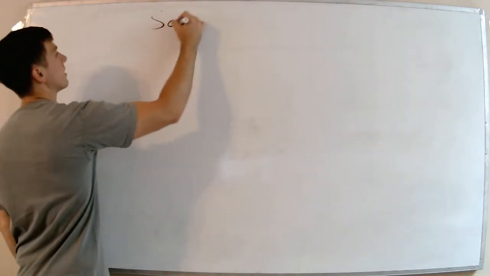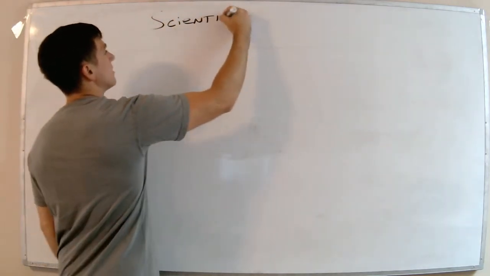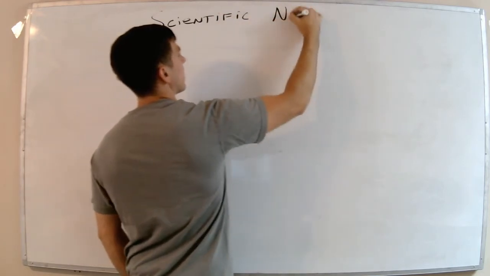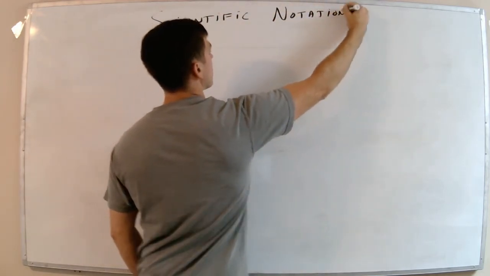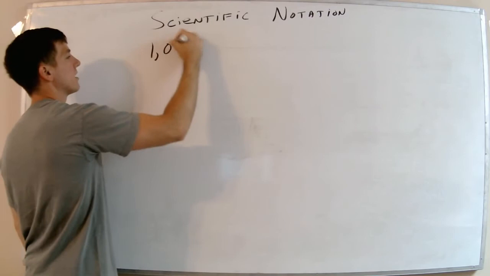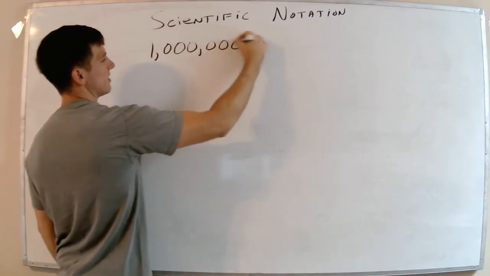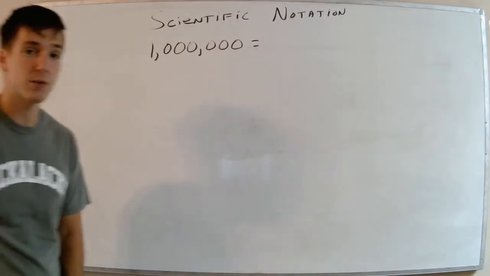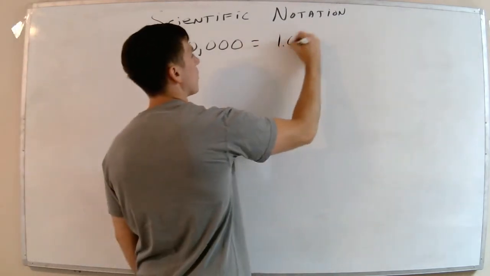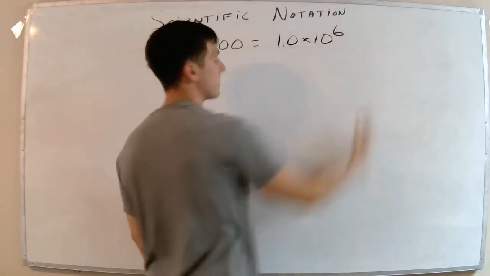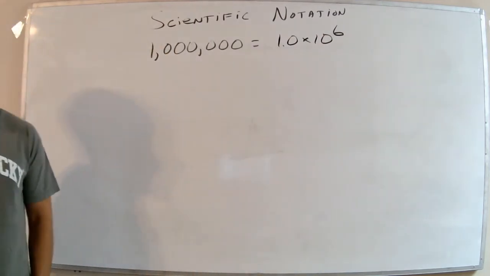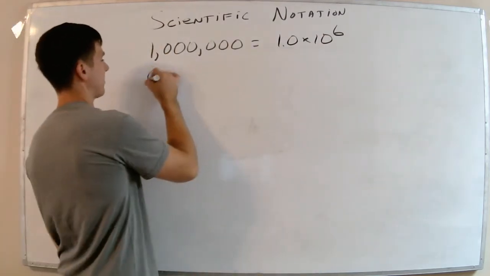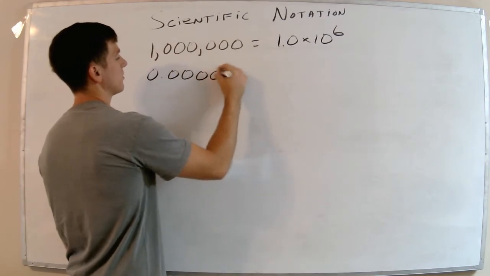So, example of that. So again, we are talking about scientific notation. So you might have something like a number like 1 million. Okay, it's a pain to write all those zeros. So a shorter way to write that is just to make it 1.0 times 10 to the 6th. Okay, we might have a number that's really small, like 0.000001.